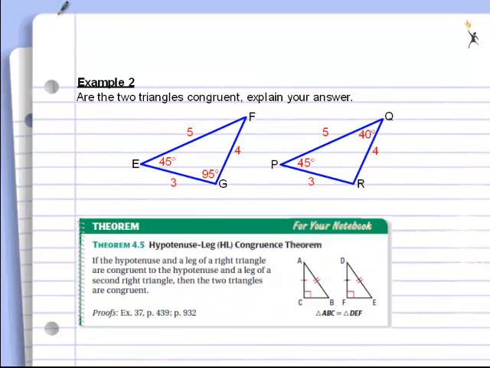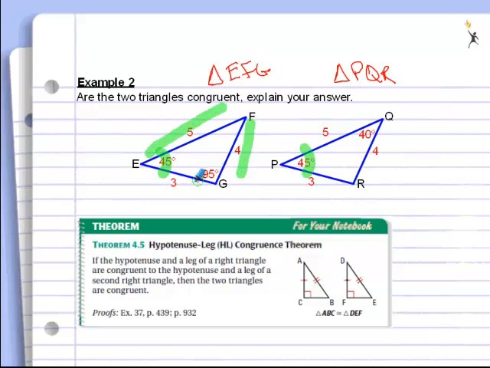Now we can apply that to actually solve some stuff. Example 2 says, are the two triangles congruent? Explain your answer. We're given triangle EFG and triangle PQR. Well, what is the first thing you notice about the two triangles? One thing you might notice is that angle E and P are congruent. You might also notice that the sides are congruent.